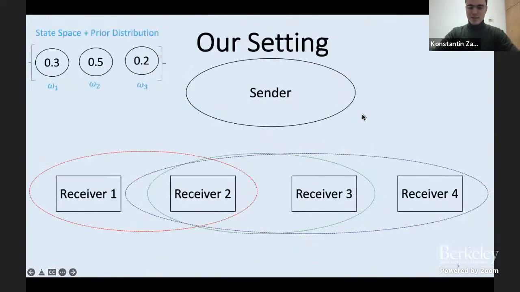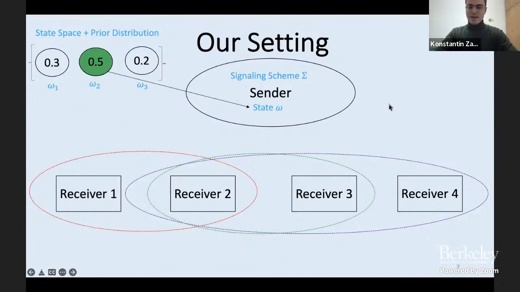Let's demonstrate our setting graphically through an example. So here we have 3 states with prior probabilities 0.3, 0.5, and 0.2. We also have 4 receivers and 3 communication channels: red, green, and purple. First of all, the sender commits to a signaling scheme, which tells for any possible state which combination of signals to send through the channels with which probability. After committing to the signaling scheme, a state is drawn from the prior distribution and is reported to the sender.